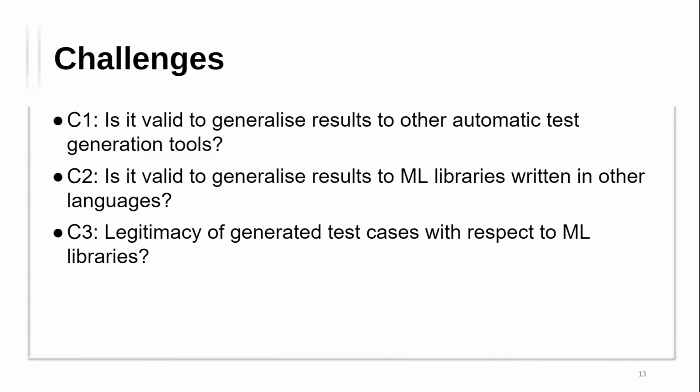The second challenge is the one I actually mentioned earlier about whether it's valid to generalize results on 5 libraries to every other machine learning library, especially those written in other languages. The ones the authors chose are all written in Java, whereas there are also other machine learning libraries written in a language like Python, for example, which are largely popular. So it's also a valid question to ask whether or not it can generalize results to these other languages as well.